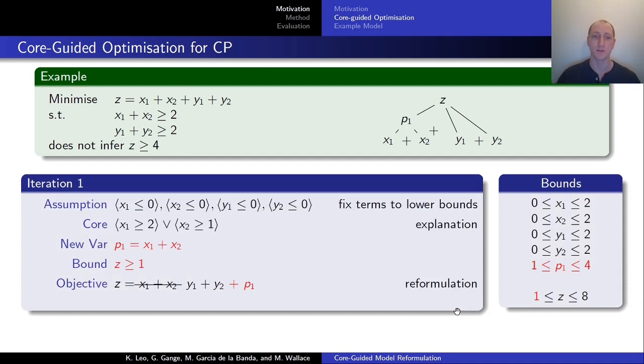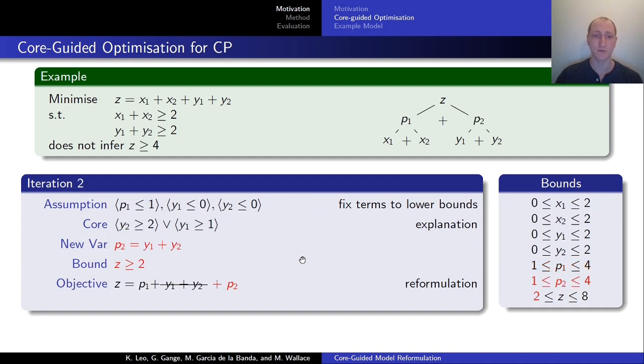Well, they work by first setting the objective terms to their lower bounds and searching for a solution. If there's a failure, they return an explanation in the form of a core. They introduce a new variable, in this case we call it P1, which combines the variables from the core and infers a good bound for that introduced variable. It then replaces the terms that it groups in the objective function, and we get a better bound for the entire objective function.